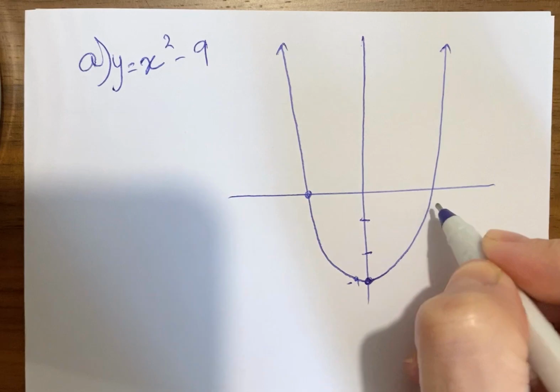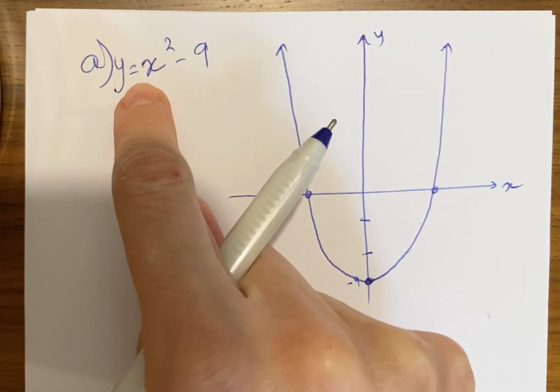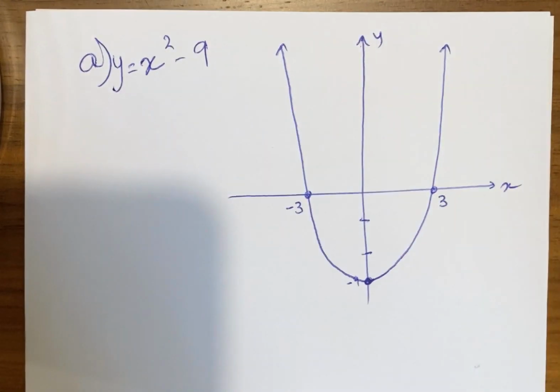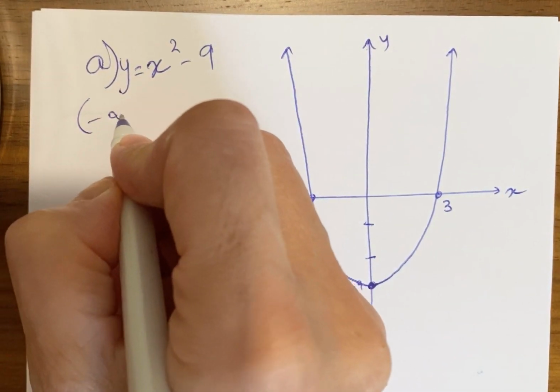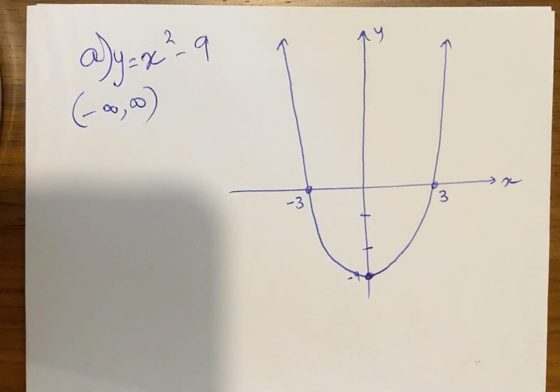where it cuts the x-axis. Where does it cut the x-axis? It cuts the x-axis when y equals 0, so x equals plus and minus 3. Right? This is how the curve looks like. From minus infinity to infinity, can I say what are the absolute max and what are the absolute minimum values?